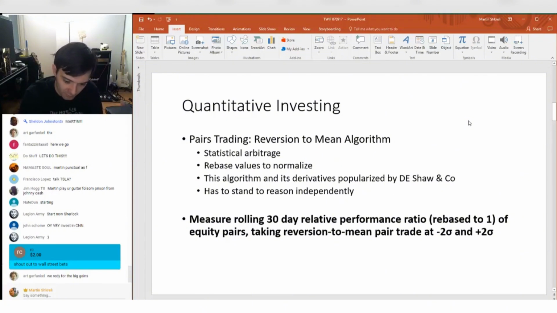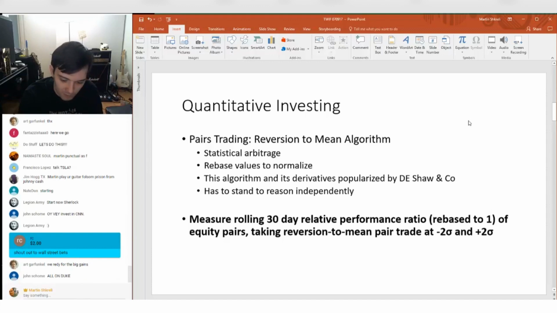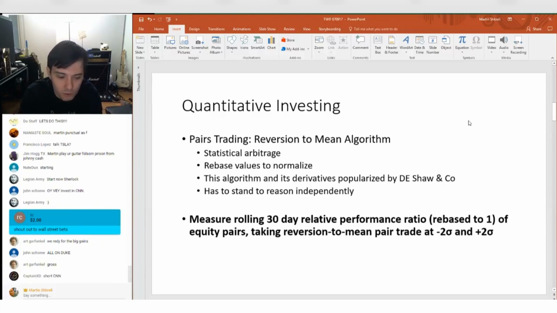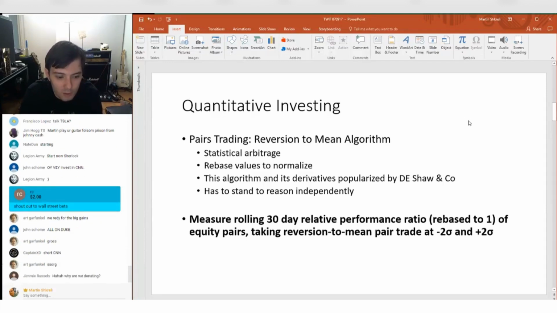This is a very basic algorithm that I still think is kind of neat. It's I'd say 80 or 90% quantitative and 10 or 20% fundamental. There are two ways to think about quantitative investing.